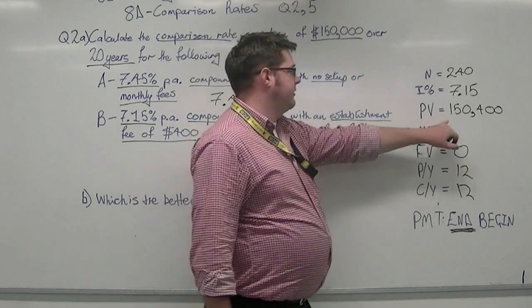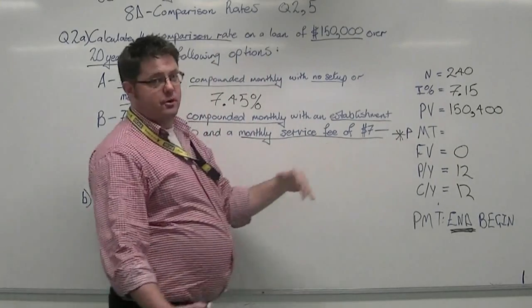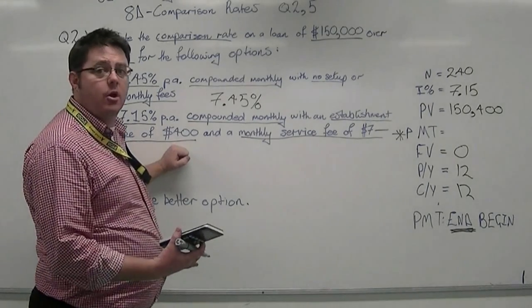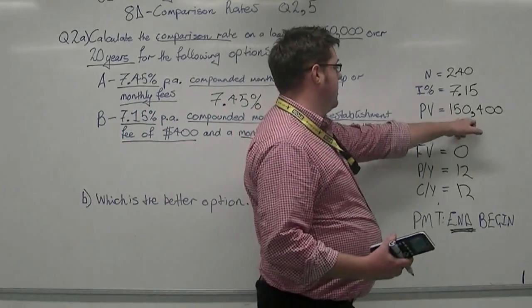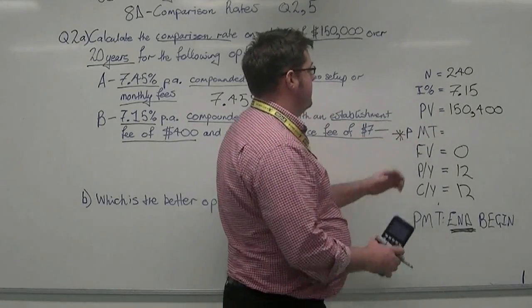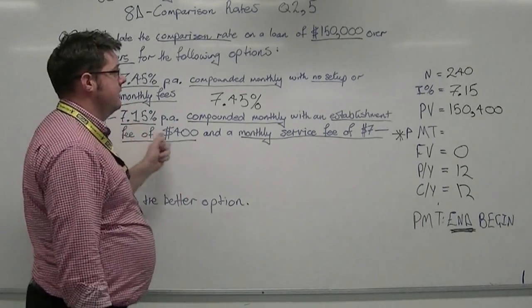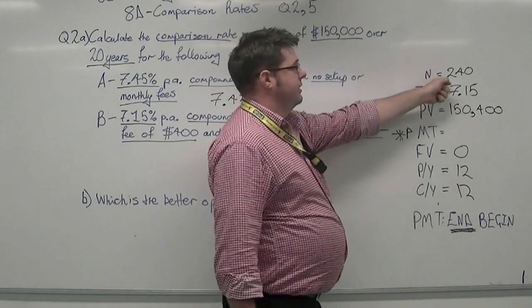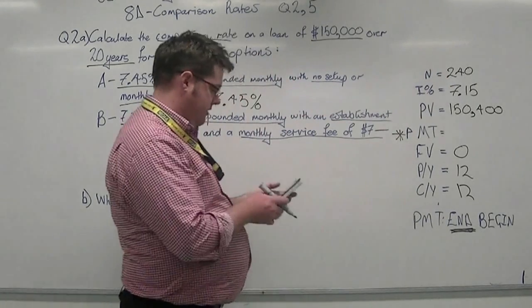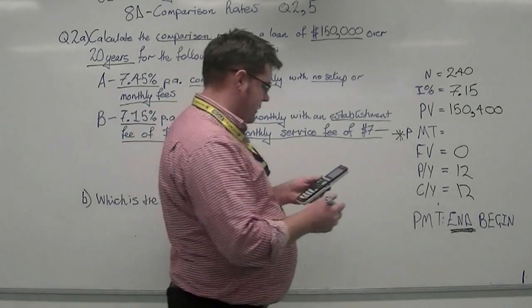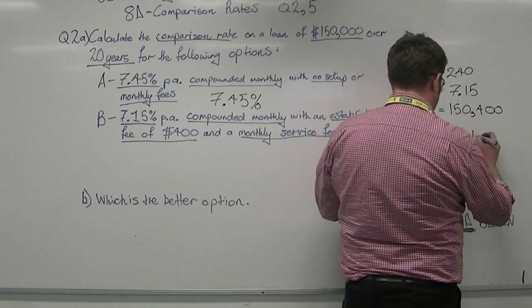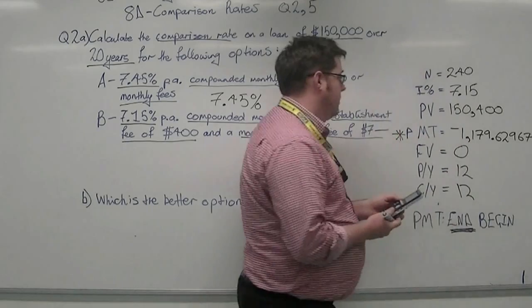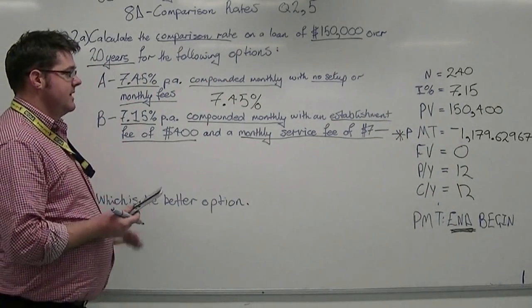Now, our present value of the loan is $150,400. Now, where's this $400 fee come from? Well, it's an establishment fee of $400. So what that means, it actually gets added on to the value of the loan at the start. All right, so there's our $150,400. Interest rate is 7.15, as is noted here, and we have a 20-year loan for 12 months per year, which equals 12 times 20 is 240. So if we stick that into our calculator, we find that we end up with negative $1,179.62967. All right, there we go. So that's our monthly payment.